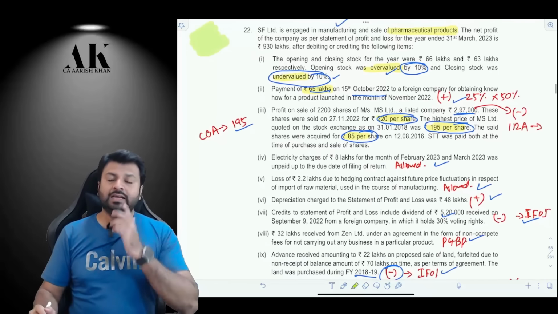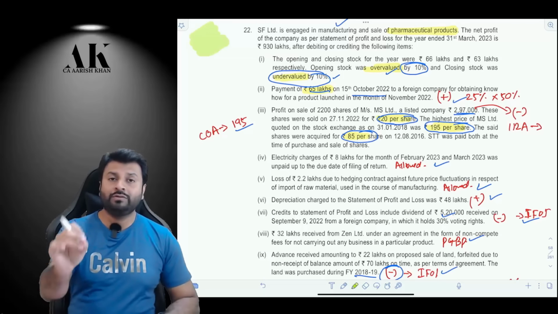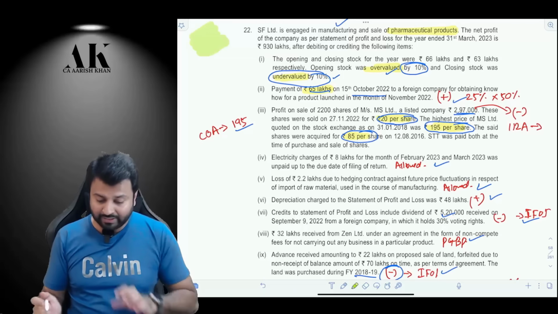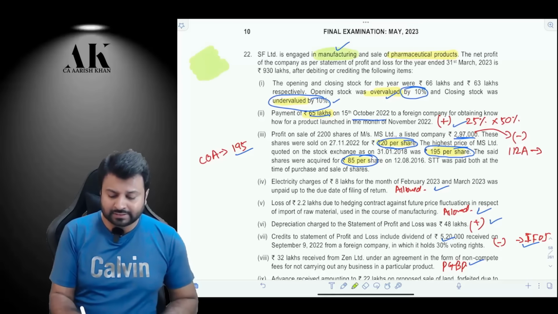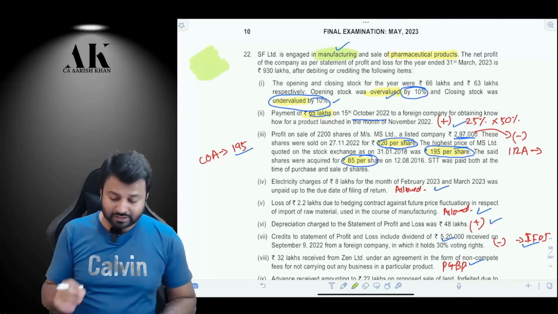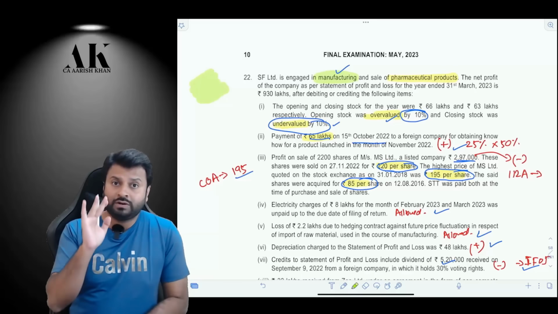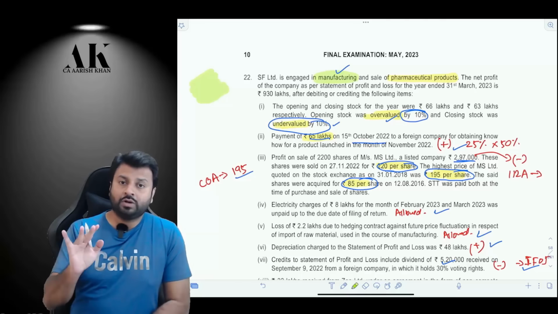Now the next question is based on computation of total income and tax liability, that too as per 115BAA. We have to follow 115BAA over here. This is a manufacturer assessee, but in 115BAA, even if you are a manufacturer, you are not going to get the benefit of additional depreciation. So let's see one by one all the adjustments, assuming that we are supposed to do the question based on 115BAA, not as per the regular provisions of income tax.